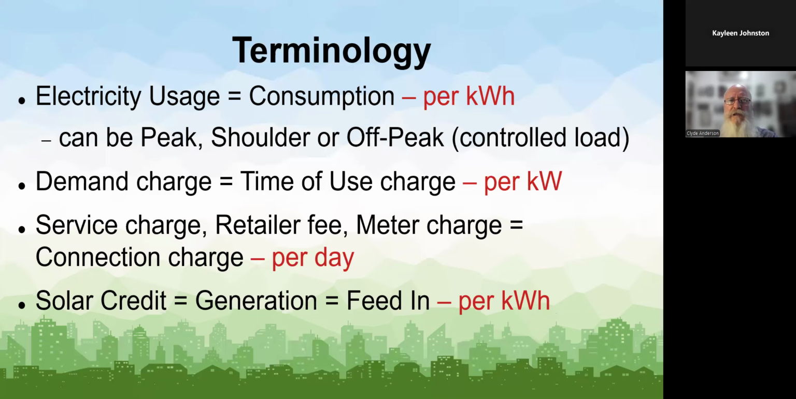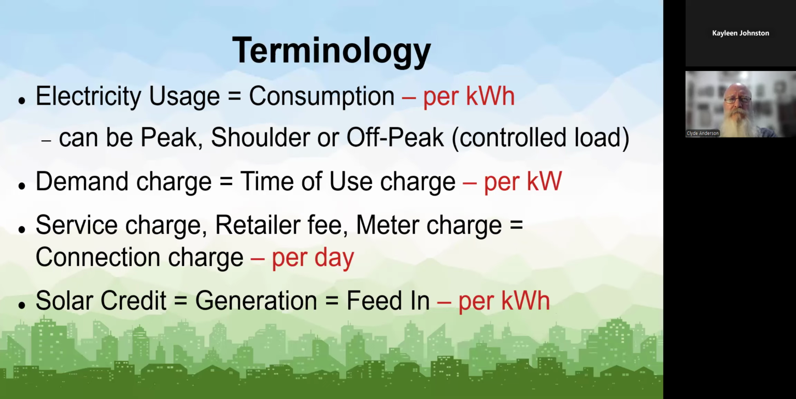And off peak is a controlled off night rate, typically between 9 o'clock and 4 p.m. in the afternoon. So it can be variable. Shoulder is in between. So shoulder is sometimes between 9 p.m. and 9 a.m., something like that. And that's if you're on a tariff.